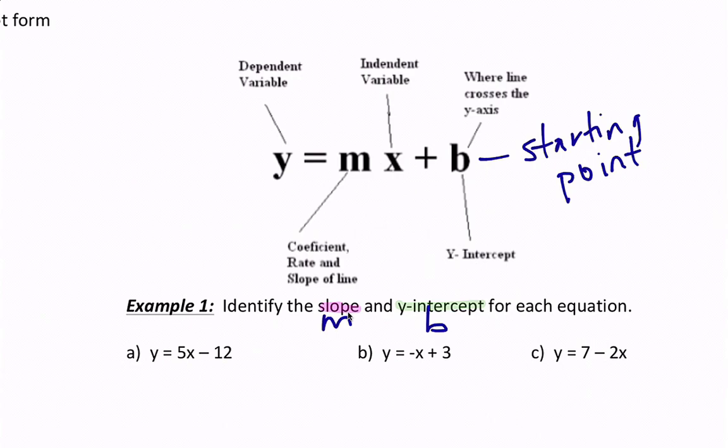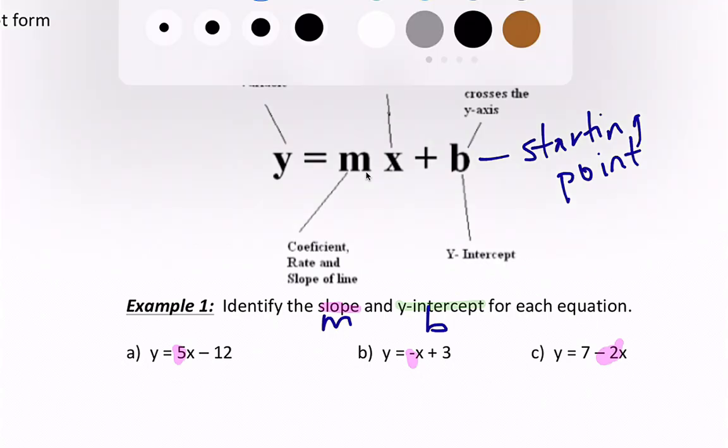Okay, so on A, I know my slope, m, is the coefficient to x. On B, my slope is the coefficient to x. Remember, the coefficient is what comes in front of it. And on C, my slope is the coefficient of x. So find your x, look at what comes in front of it.